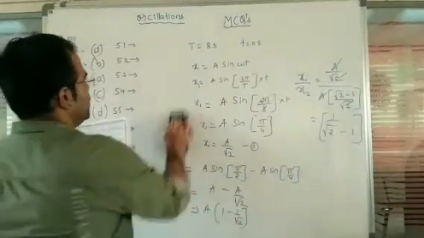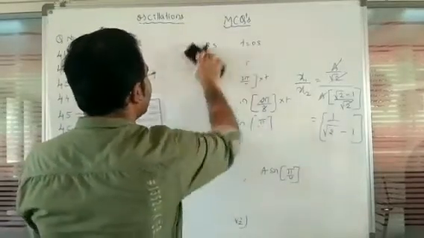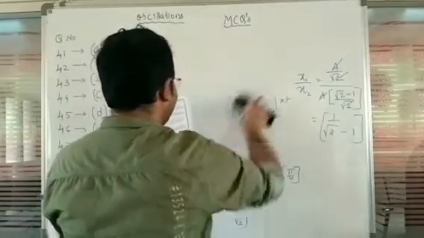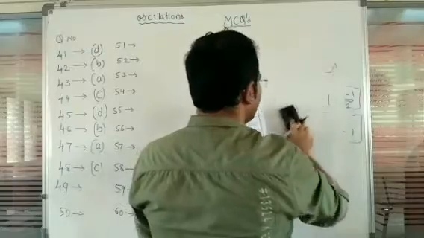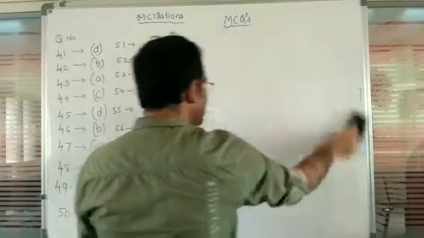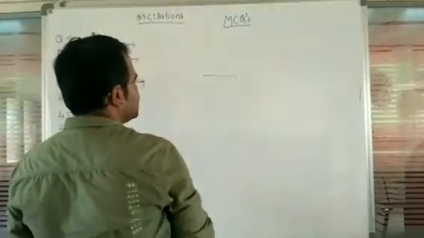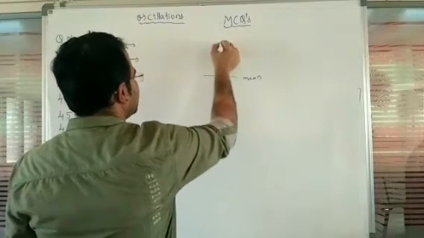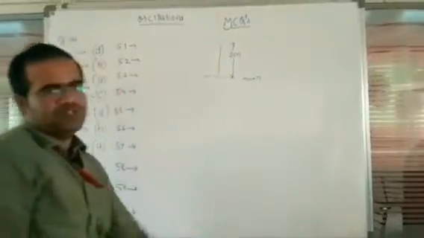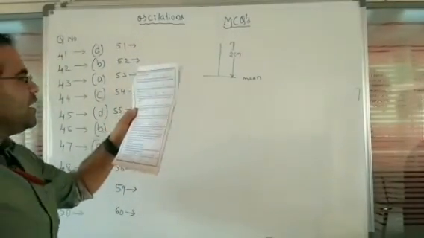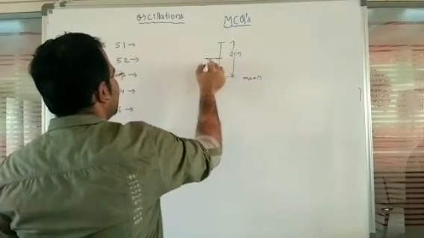Next, question number 49. So here a particle executing SHM with an amplitude of 2 centimeter. When it is at 1 centimeter from the mean position, the magnitude of its velocity is equal to acceleration. Let us see the simple harmonic motion first. So here this is called the mean position, and here we consider 2 centimeter, the maximum displacement from the mean position. Now when the particle is at 1 centimeter from the mean position, let us assume this is at 1 centimeter.